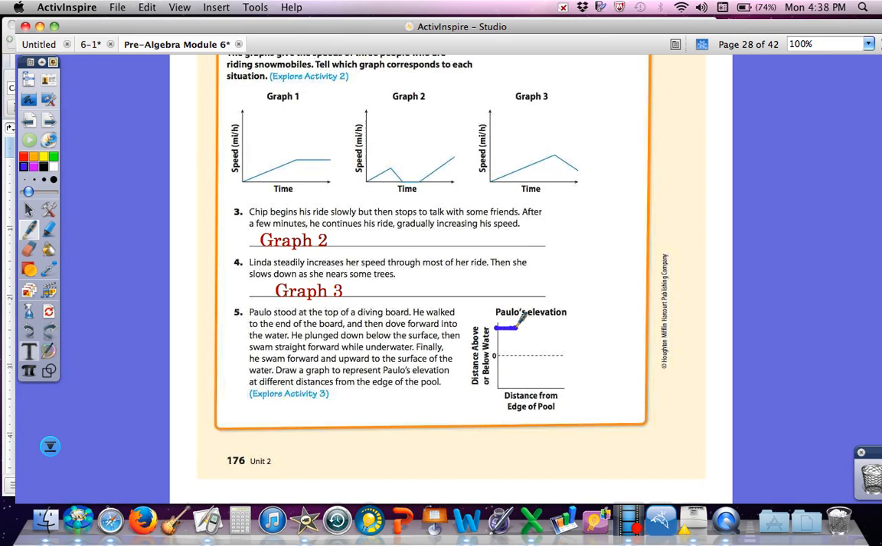He goes to the end of the diving board. He dove forward into the water. He plunged down below the surface. He swam straight forward while underwater. And then he swam forward and upward. So your graph should look something like this.